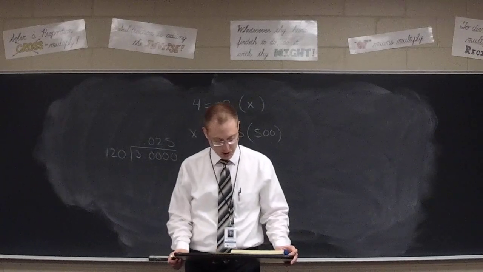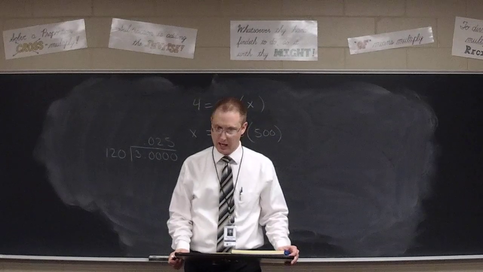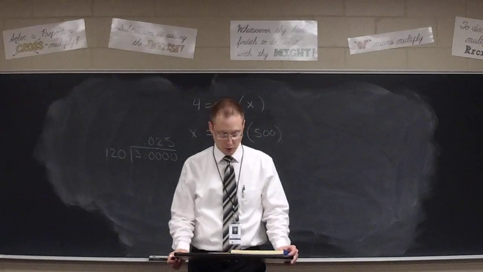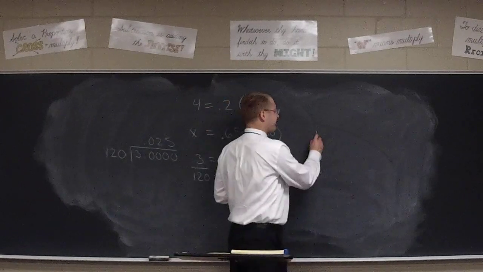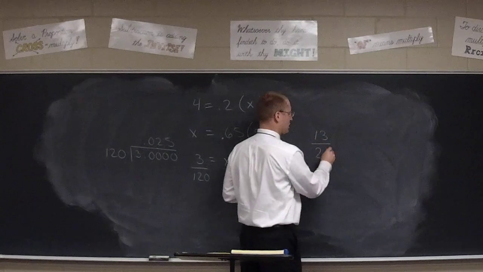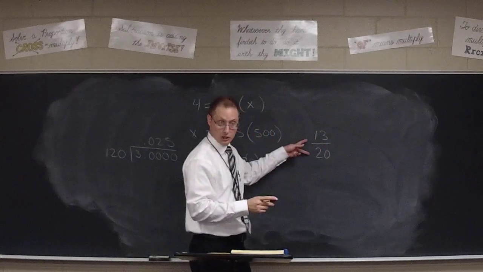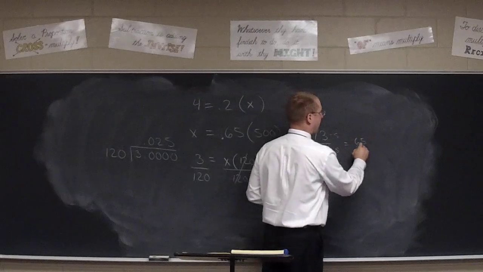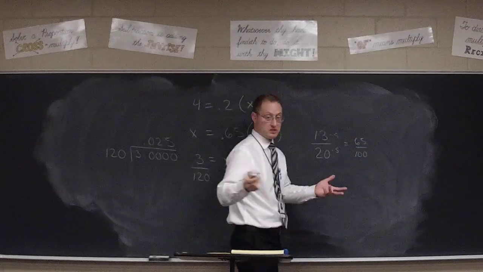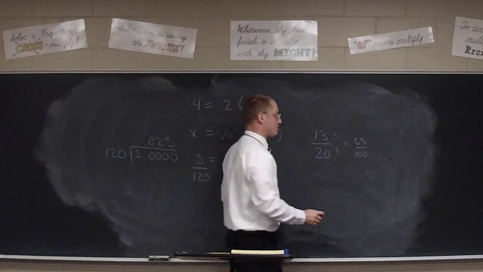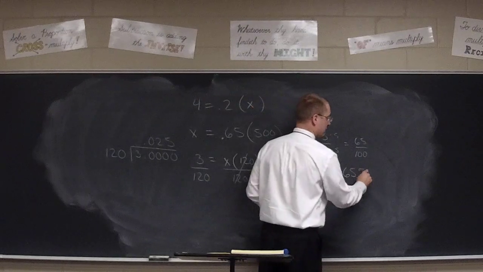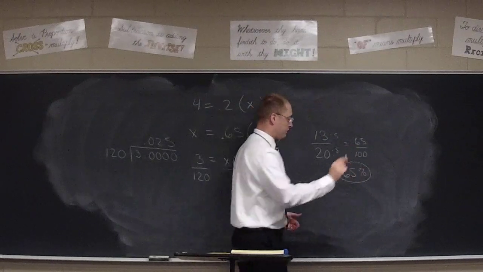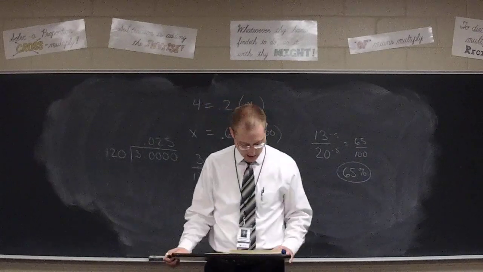Number 28, a park ranger noticed 13 of the 20 campsites were not rented. What percent of the campsites were not rented? What's the part, class? 13. What's the total? 20. And you know what I like here? Since they want a percent, let's just make a fraction here. Multiply top and bottom by 5 to get 65 100ths, which must be what percent, class? 65%, because percent means hundreds. There we go. 65% our answer.